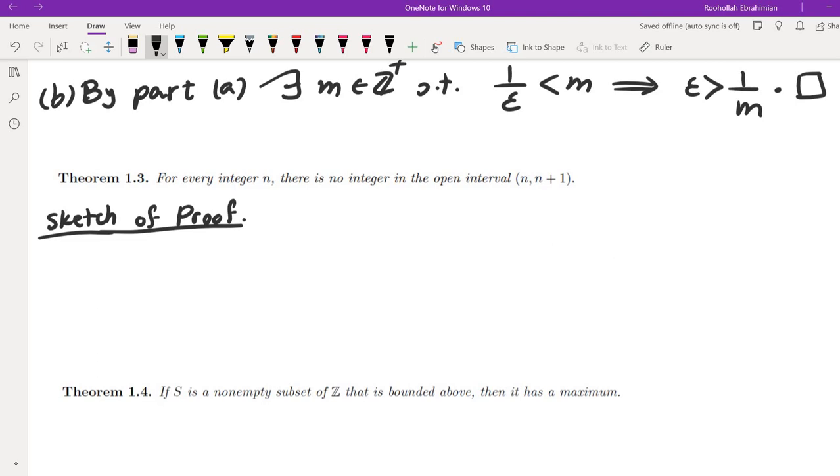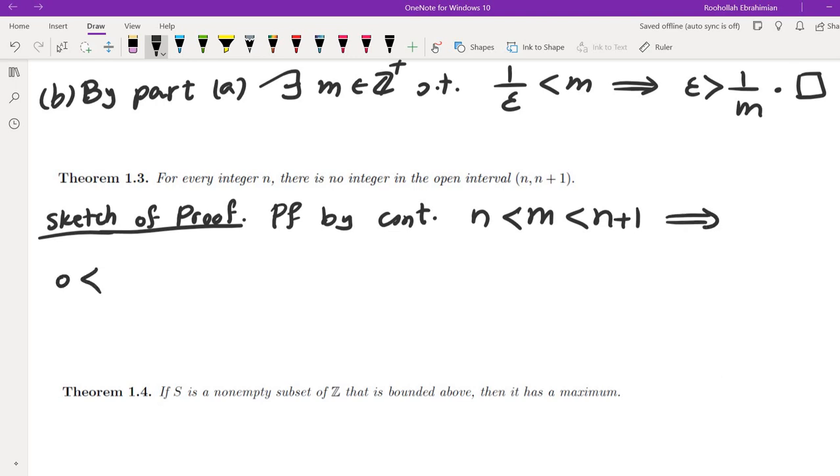Okay, so the next theorem is that between every two consecutive integers, between n and n plus 1, there is no other integer. First we're going to use proof by contradiction. So we're going to assume there is some m between n and n plus 1. This tells us 0 is less than m minus n, which is less than 1. So this would be a contradiction. How do we prove this one?